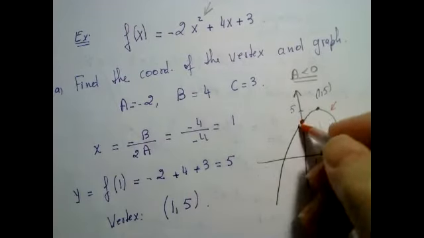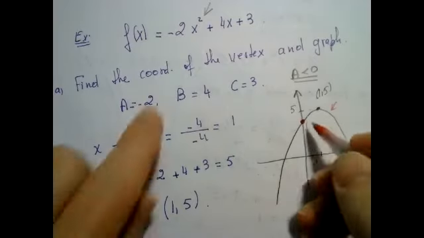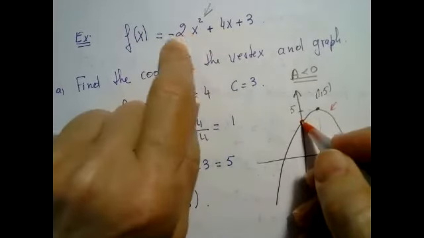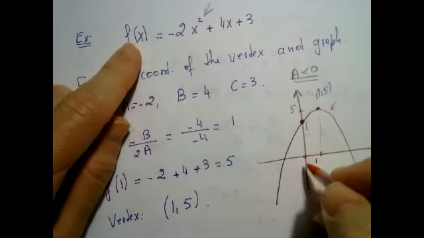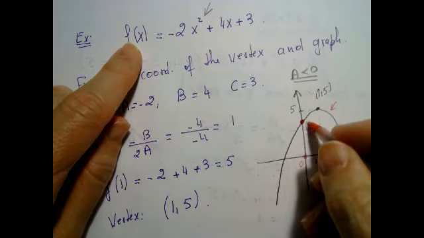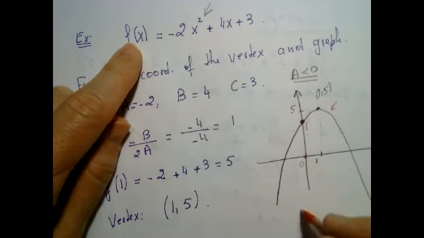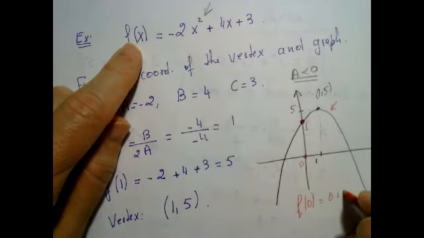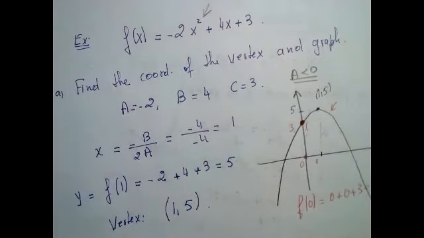If this is the graph of the function, it means this point satisfies the equation, the formula for the function. So if x is 0, this point should be f of 0. So what is f of 0? f of 0 is 0 plus 0 plus 3, it's equal to 3. It means this value here is 3. That's what really intersects.